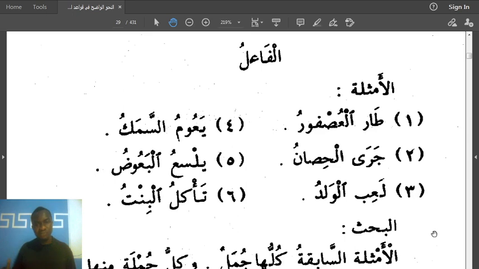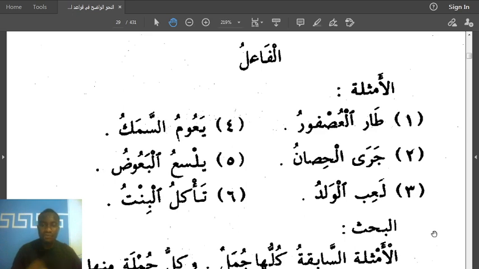Because since we've studied the verb, we need to study how we deal with the noun that represents the one doing the action. Okay, let's get to action. Let's see النحو الواضح explain to us what the doer in Arabic language is. Al-amthila, as usual, examples.